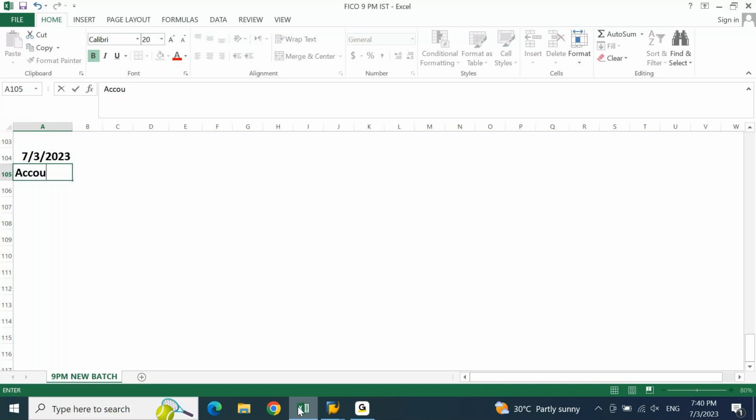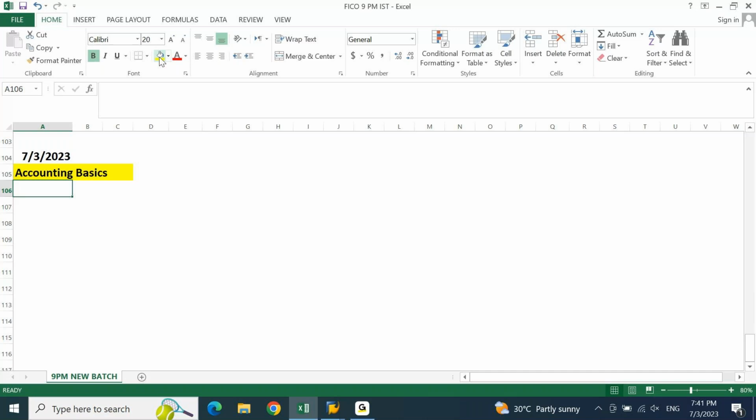So let me write something called accounting basics. When I write accounting basics, I want everybody to understand certain points which are related to the basics or fundamentals of accounting, which is very, very important for any SAP FICO consultant.